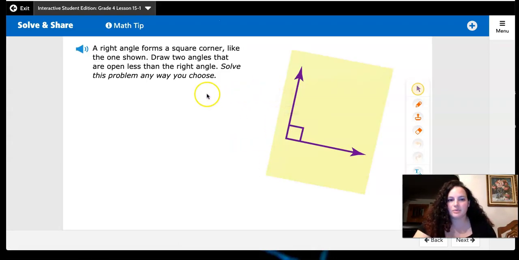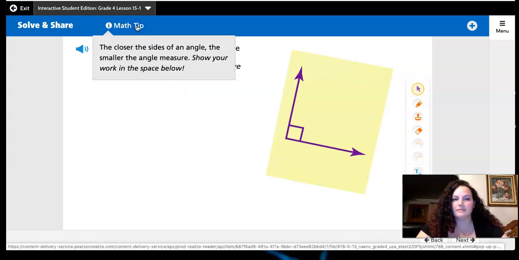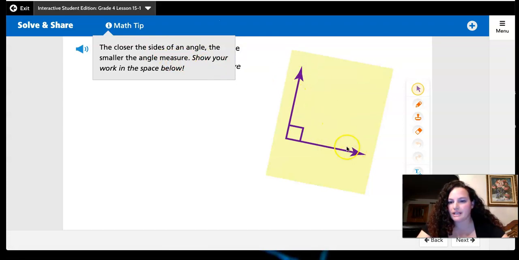So here is the problem. A right angle forms a square corner like the one shown. Draw two angles that are open less than the right angle. Solve this problem any way you choose. There's also a math tip to help us out up here. The closer the sides of an angle, the smaller the angle measurement. So these are the sides of the angle. The closer they are together, the smaller the angle is going to measure.